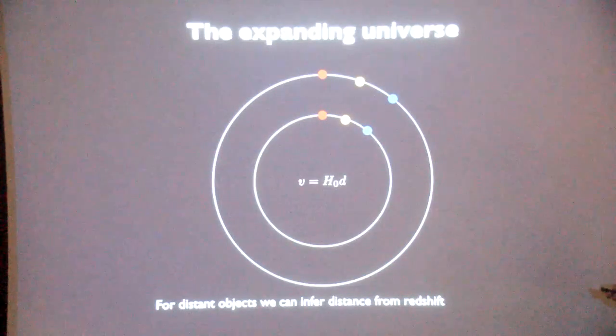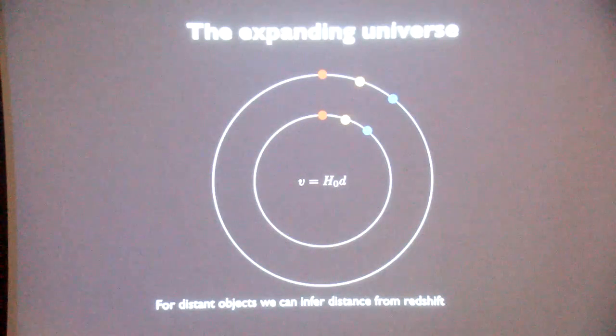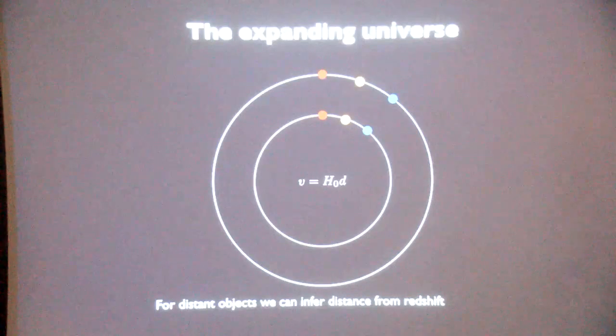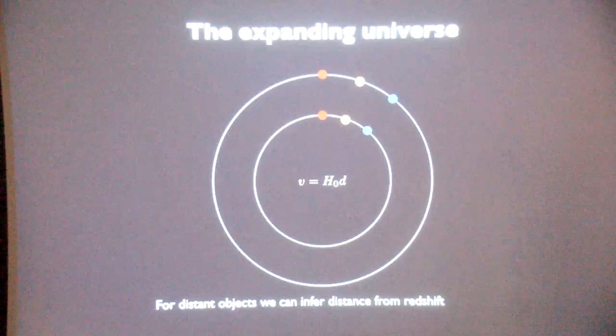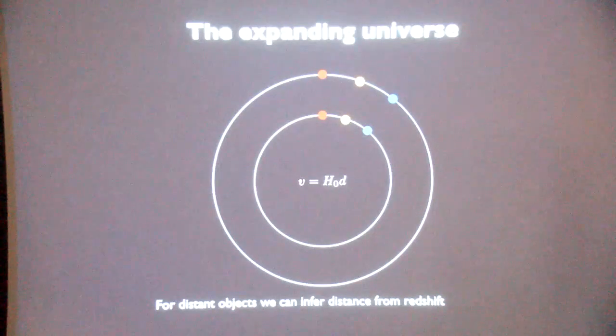Again, remember that the speed of light is 300,000 kilometers per second. If I'm saying the typical velocities here are 300 kilometers per second, then this would correspond to a redshift of 10 to the minus 3.